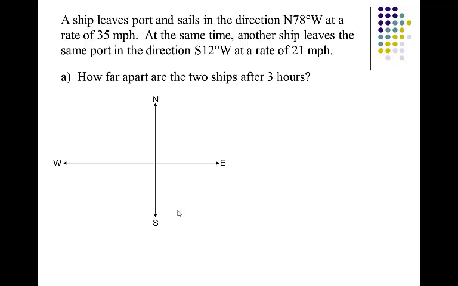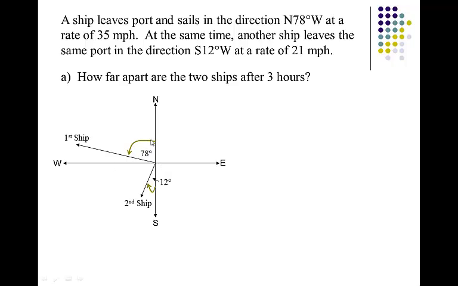So here's our first problem. A ship leaves port and sails in the direction of north 78 degrees west at a rate of 35 miles an hour. At the same time, another ship leaves the same port and travels south 12 degrees west at a rate of 21 miles an hour. How far apart will the 2 ships be after 3 hours? So the first thing I do is I draw a north, south, east, west.